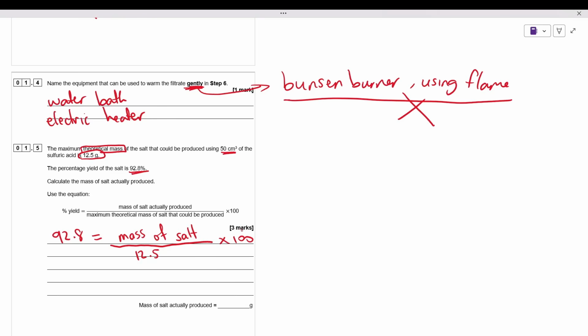Now all we need to do is rearrange that equation to find the mass produced. Okay, so mass produced is equal to 92.8 divided by 100, and we're multiplying that by 12.5, and that's going to give you an answer of 11.6 grams. Right? And that's a simple 3-marker calculation question. It gave you the equation, so all you needed to do was input those values, rearrange, and solve that question.